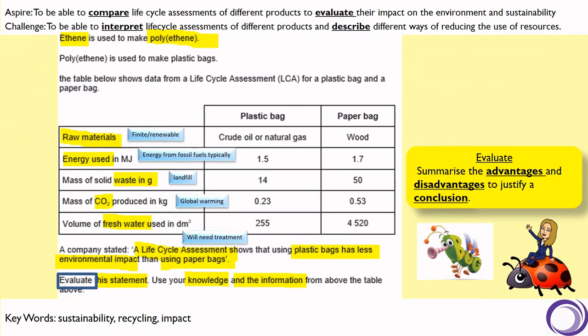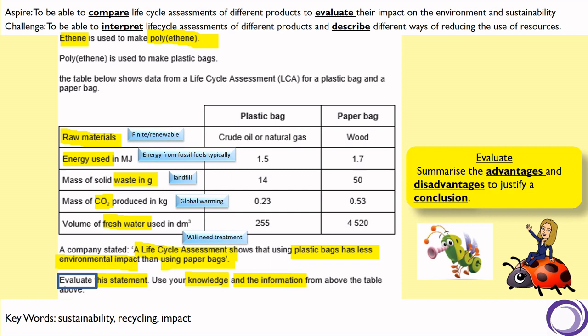So the next bit, mass of carbon dioxide. Now, this one's a little bit tricky because again, it depends on the resource that's being used. Yes, paper bags have got a much higher mass of carbon dioxide produced here. However, because they are made from trees, that carbon dioxide was taken in when that tree grew. So overall, there is no change to the amount of carbon dioxide in the environment. We call that carbon neutral.